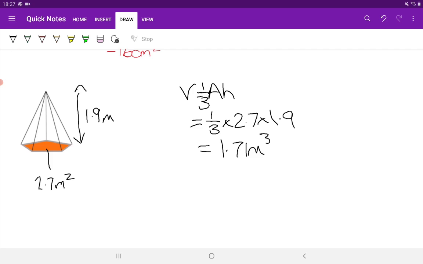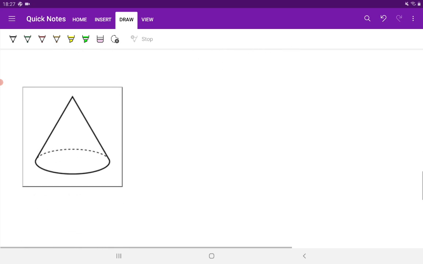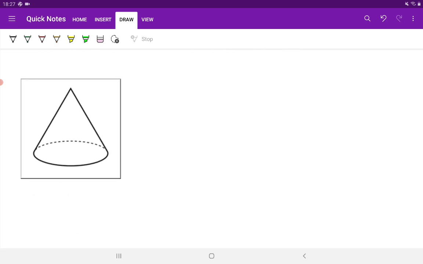Okay, now, last pyramid we're going to look at is again a bit of a special one. It's a cone, okay?